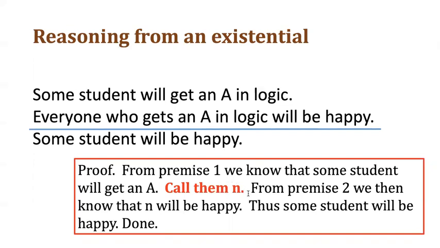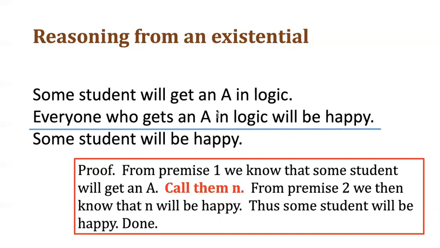But since we're in an informal proof, I'm just flagging the fact that if you've seen mathematicians talk about the letter N a lot, it's many times when they're doing this, talking about it arbitrarily. So I know somebody's going to get an A. I need a way to refer to them. I'm going to call them N. So I know N is going to get an A. N is a student who will get an A.